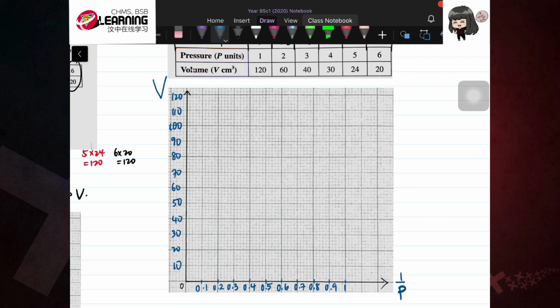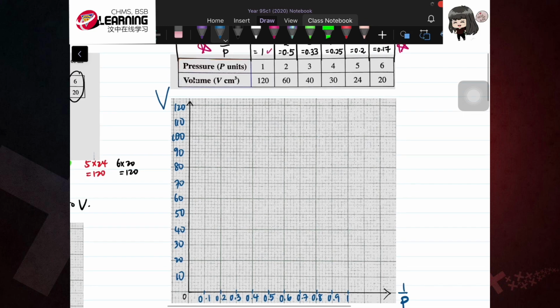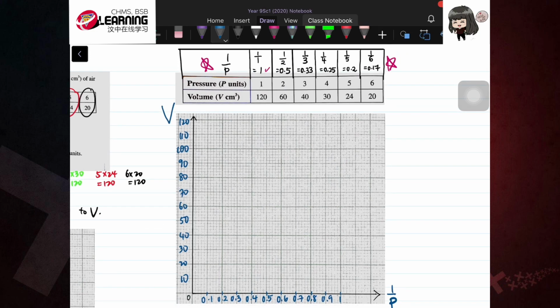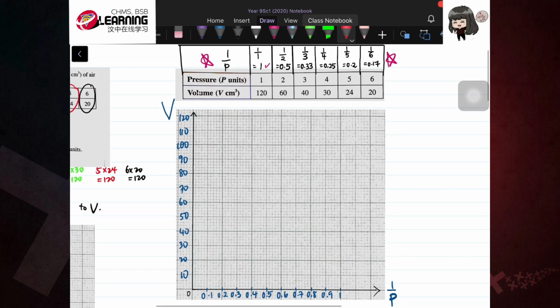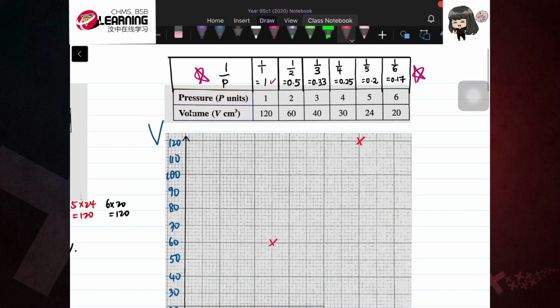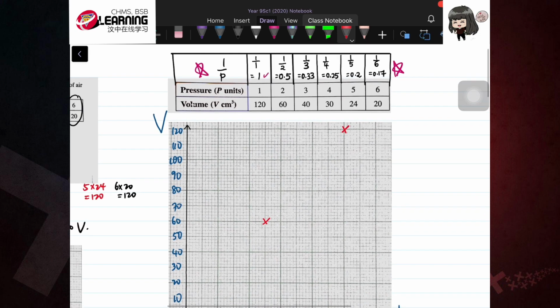Okay, and then you plot the graph. 1 to 120. You can pause the video and plot the graph yourself. And then look at the second one: 0.5, 60, not 2, 0.5, 60. You are plotting according to the new table.